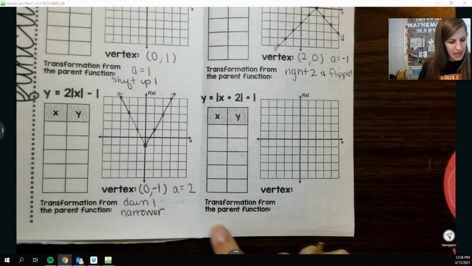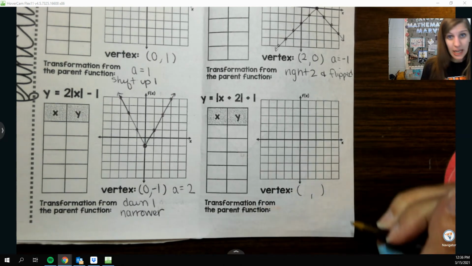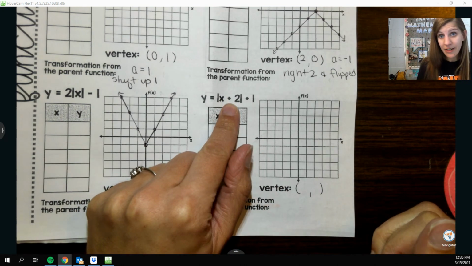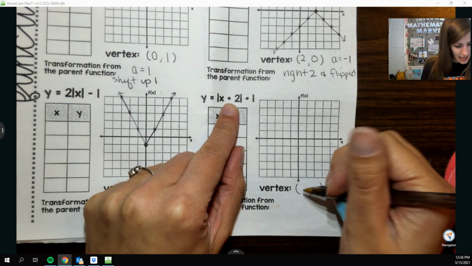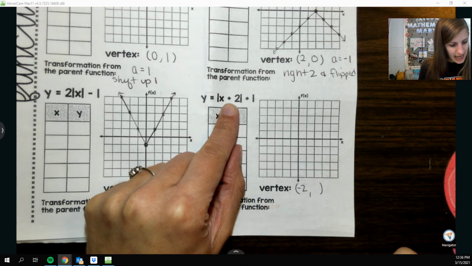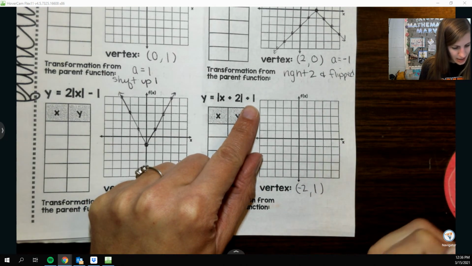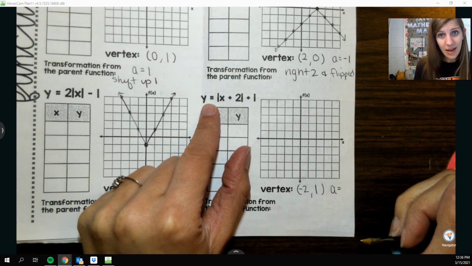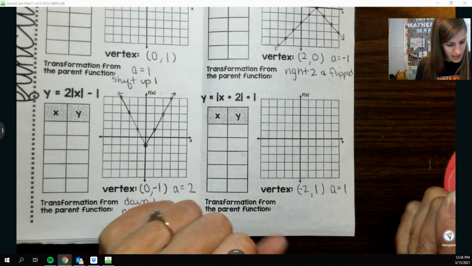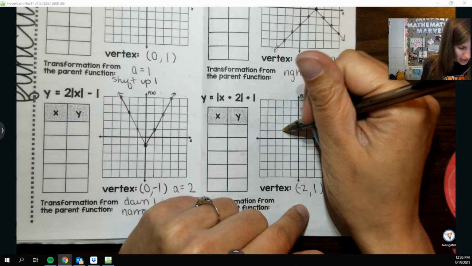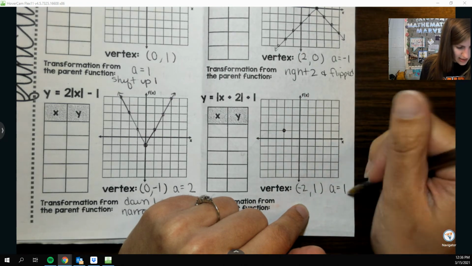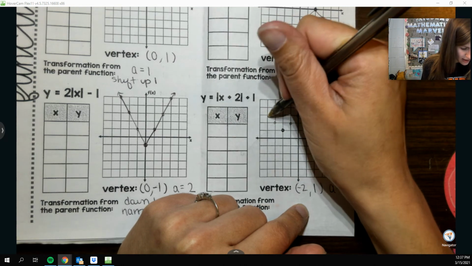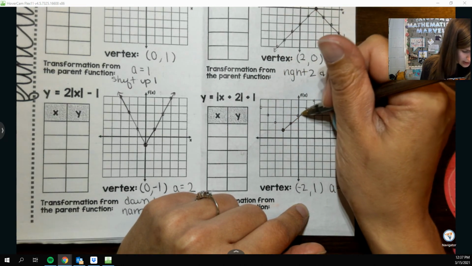And then the last one, I'm going to find my vertex first by looking inside, outside for what is being added or subtracted. So inside is a +2, but inside is always opposite, so -2. Outside there's a +1, so 1. And then my A value is always a number being multiplied. And if I don't see 1, then it's 1. So I plot my vertex at -2, 1. And then I do my slope of up 1 over 1 on both sides to get that little V graph going. What a cutie.